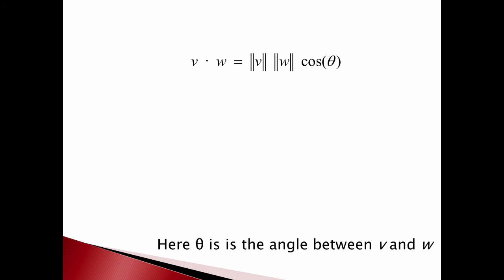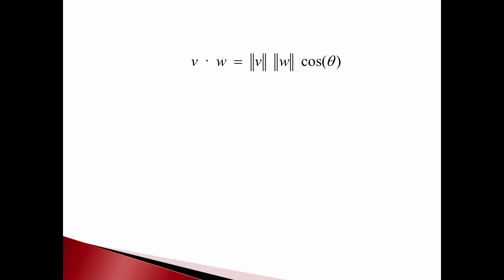Notice what would happen, though, if v and w were perpendicular to each other. Then the angle would be pi over 2. The cosine of pi over 2 would be 0. So the dot product will always be 0 if the vectors are perpendicular to each other. Okay? That's really, really important. This is a super easy way to check if two vectors are perpendicular to each other.